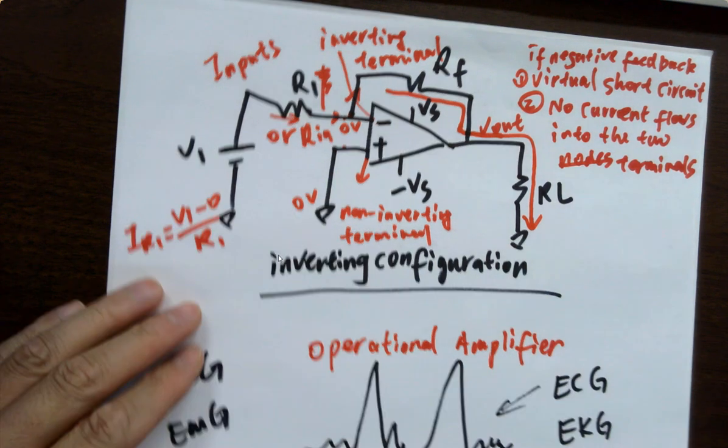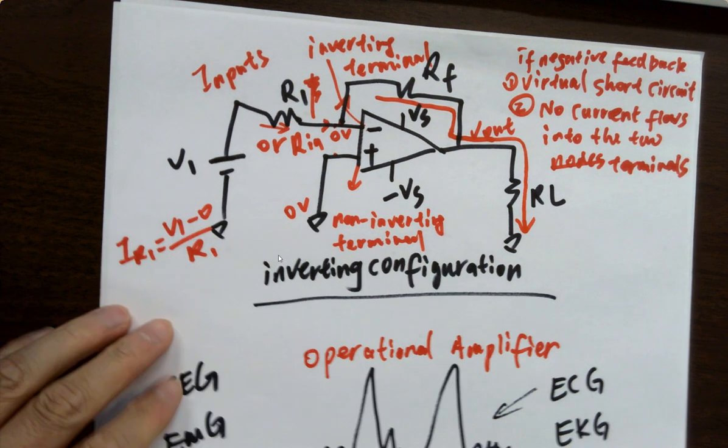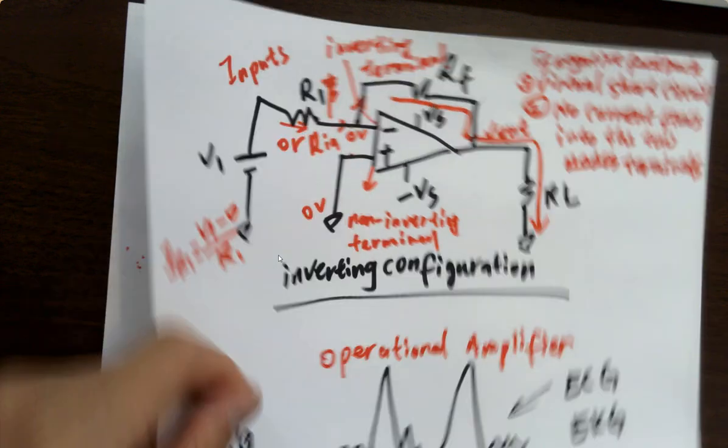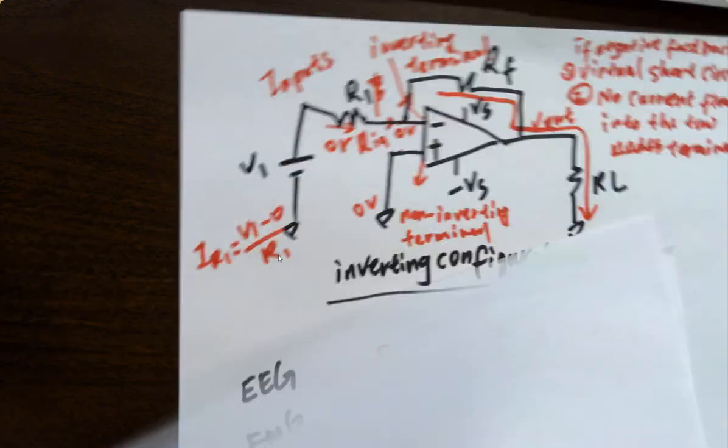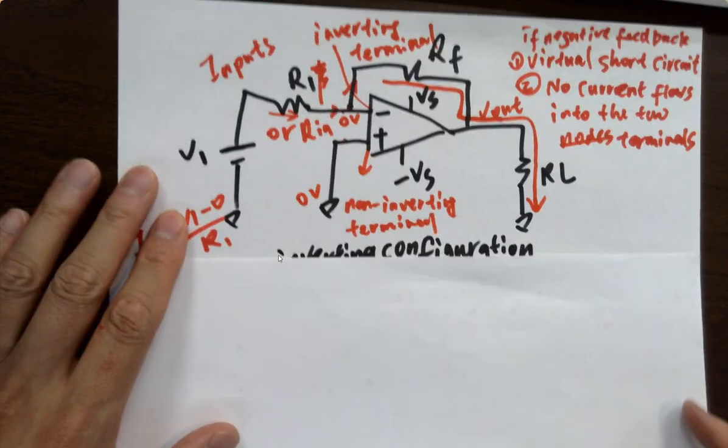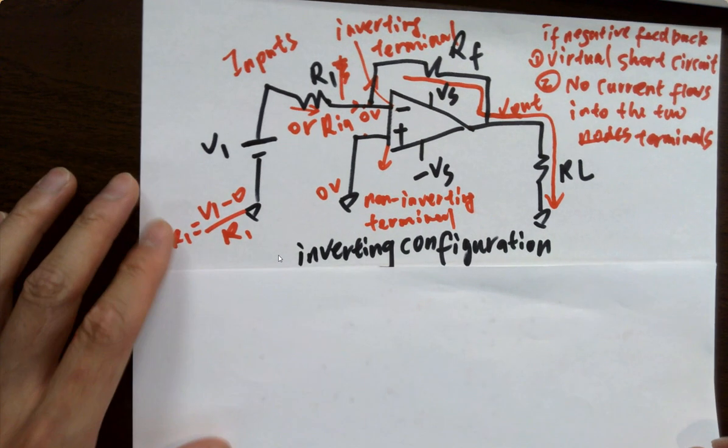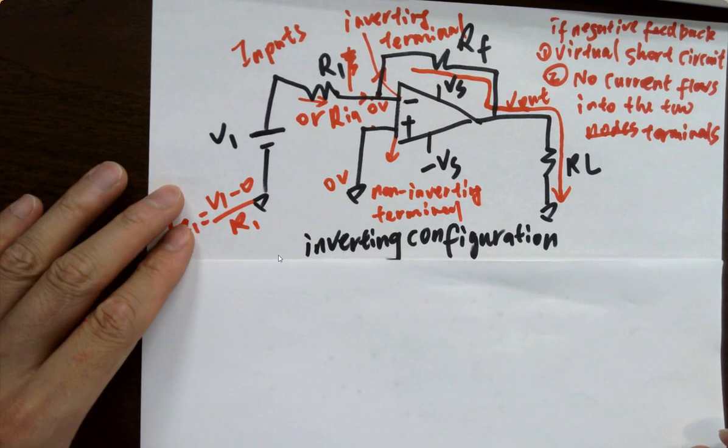So let's derive the voltage gain since we care about the gain. You told me this is the amplifier, so how much is it amplifying the input signal? So we need to know the gain. It's called the voltage gain.